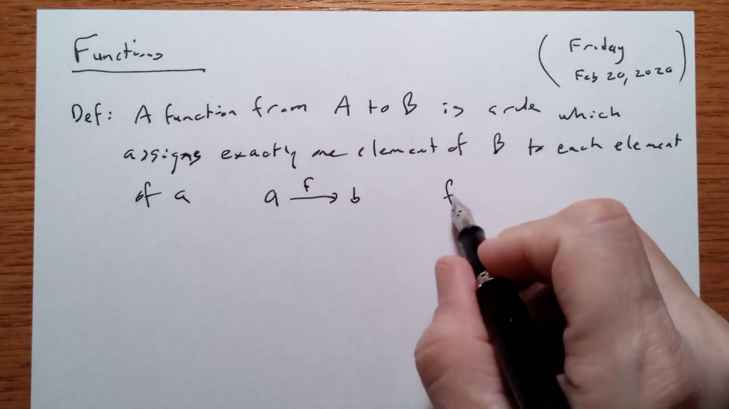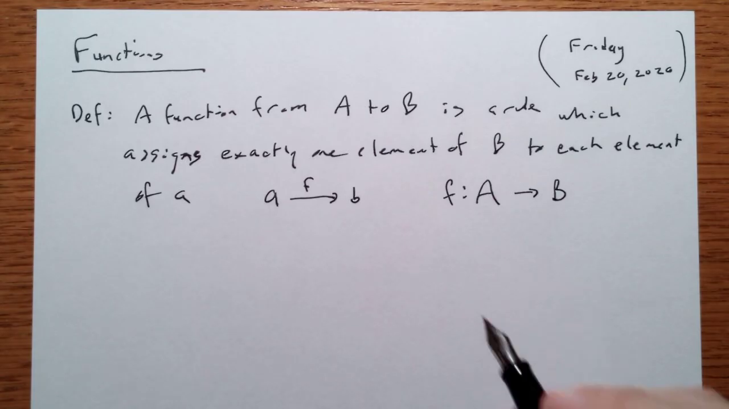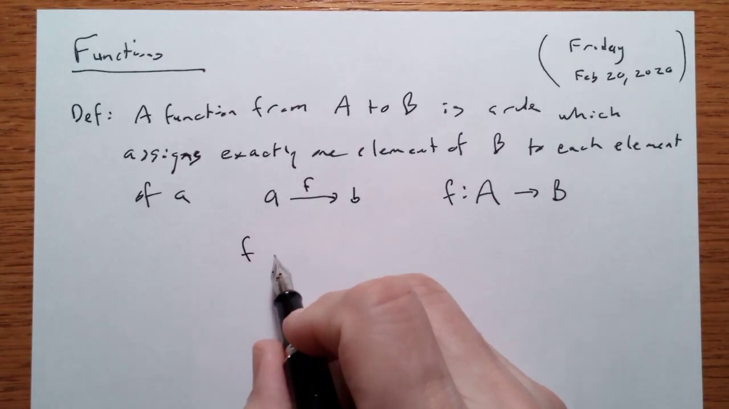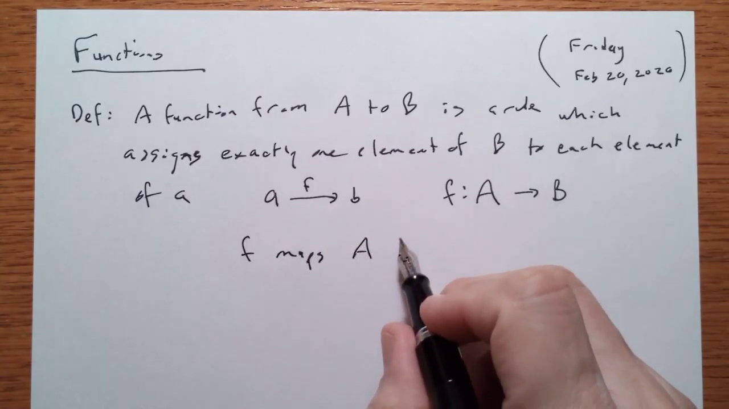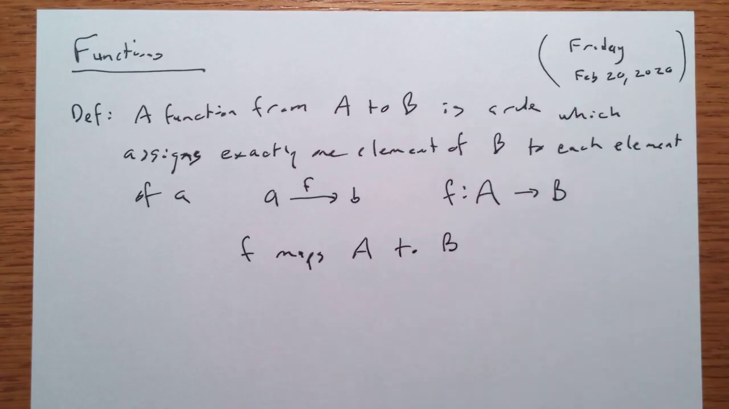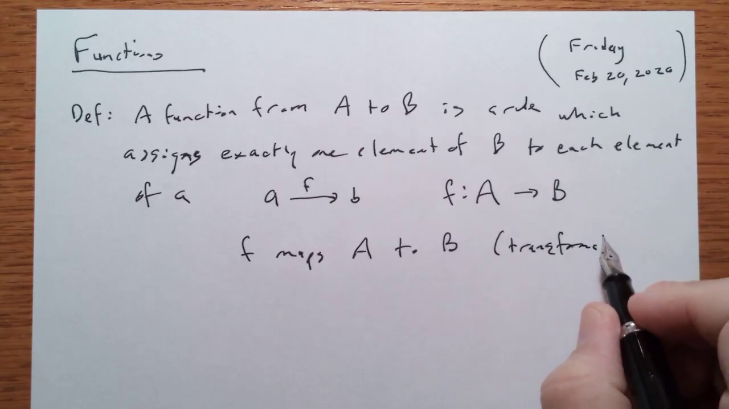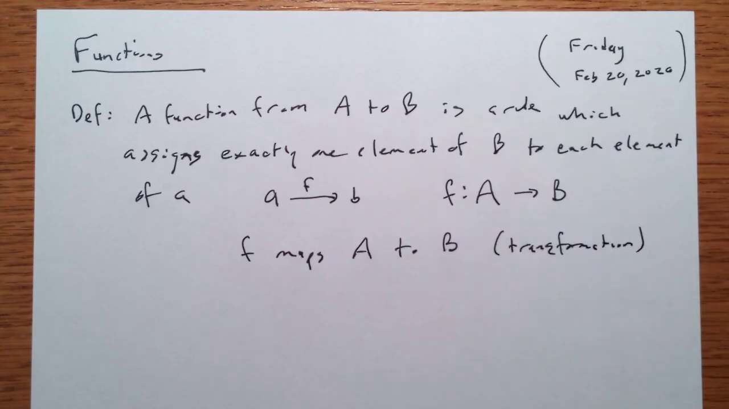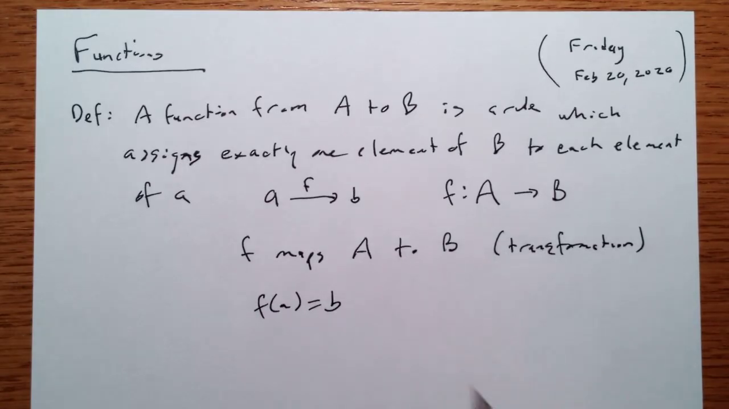We sometimes write that the function goes from the set A to the set B. I've just named my function F. Or we can say that F maps the set A to the set B. In this way, we're thinking of a map as a transformation. And we'll typically write that F of A is B. That's the notation we see algebraically.